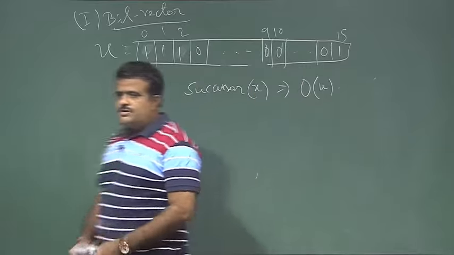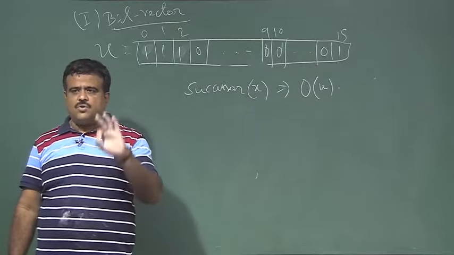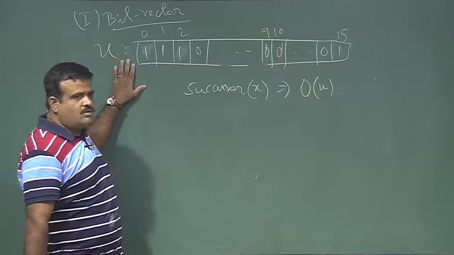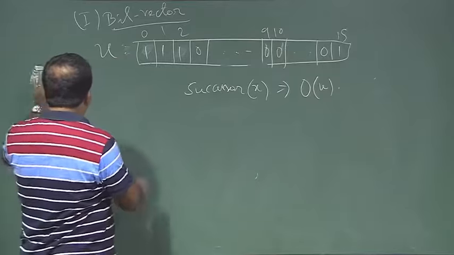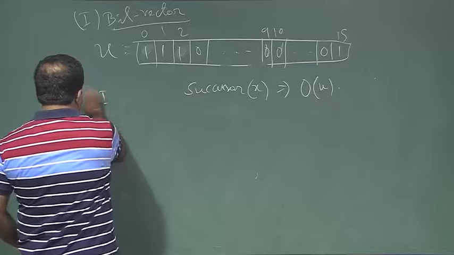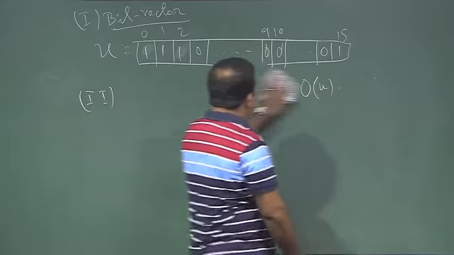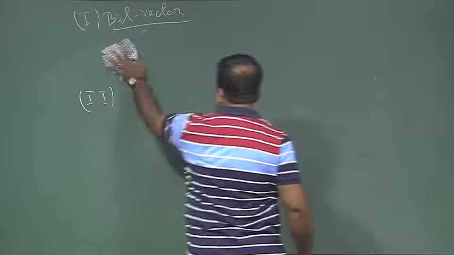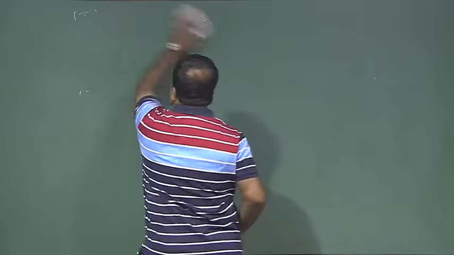For that, we want to break it into square root of u pieces. How can we break this array into square root of u arrays? That is step 2. We have this array of size u. So this is step 2.